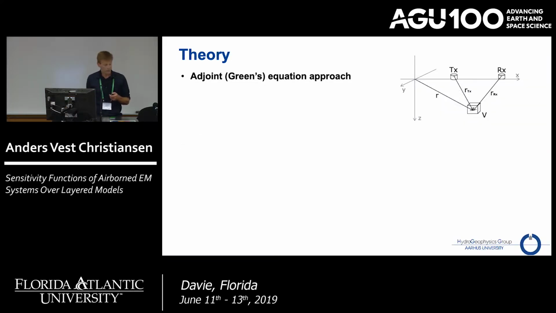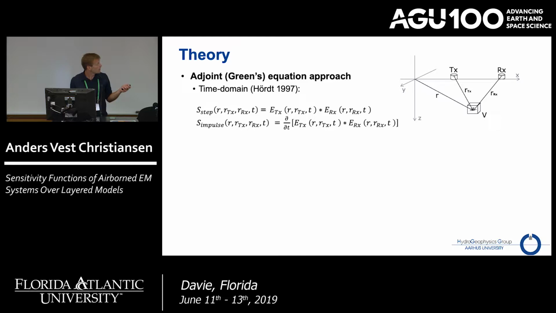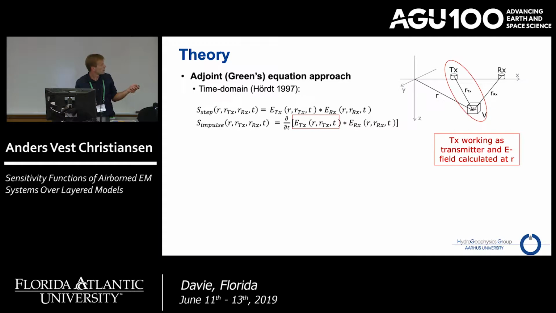So just very briefly, the theory, what we're looking at here is what is referred to as the adjoint equation approach. And it was published by Hurt, and I think actually it's probably 98 and not 97 as stated here, but that's a technicality. But what we're looking at is that the sensitivity function can be expressed as in this case in the time domain, as a convolution between two E fields.